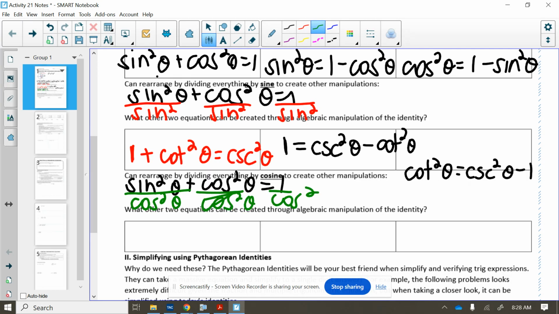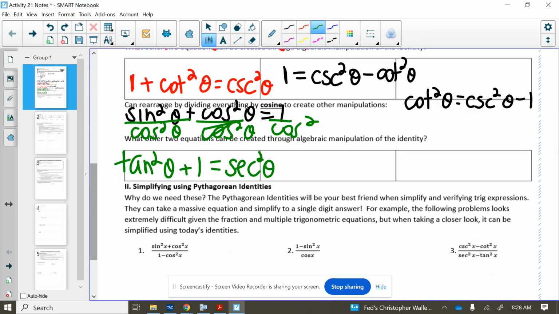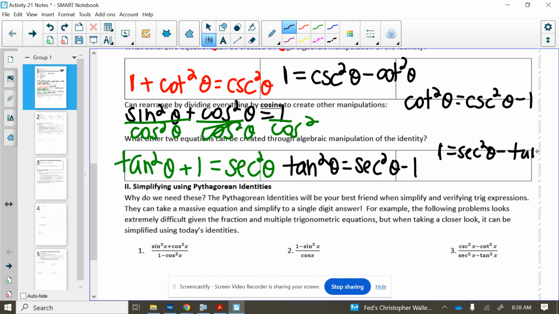So for instance, when we do this, sine squared divided by cosine squared is tangent squared. Then cosine squared divided by cosine squared is 1. And 1 divided by cosine squared is secant squared. So this is a third variation, and again, each of these can be manipulated. For instance, if we subtract over the 1, we could say tangent squared equals secant squared minus 1. Or if we subtract over the tangent squared, we could say secant squared minus tangent squared equals 1.